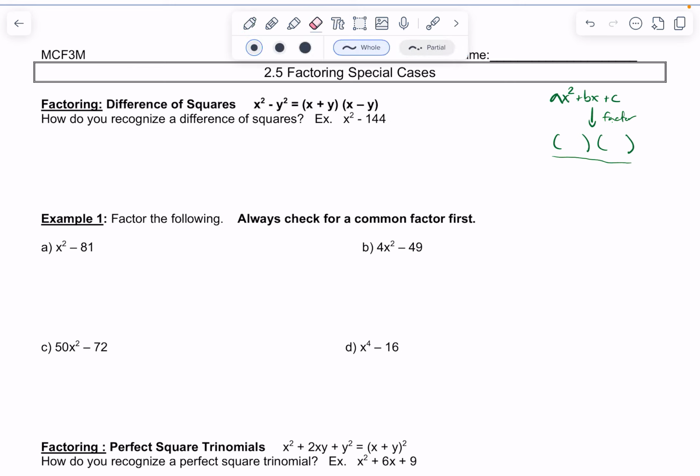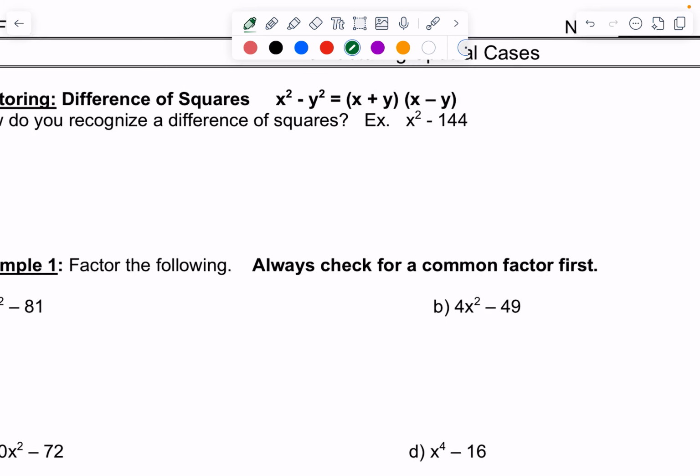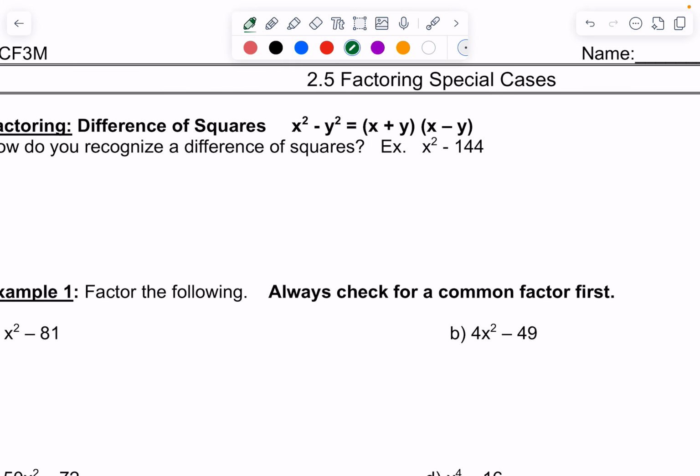There might be a situation where you actually get the same bracket twice, and you can just write it with a squared up here because it'd be the same thing being multiplied. We'll see that in a second. But big picture, we are still factoring. We are still taking standard form and putting it into factored form. Special cases, it's not like anything is different about the quadratic. It's just that these methods that we're going to teach today are a faster way than everything we've seen before to get it into factored form.